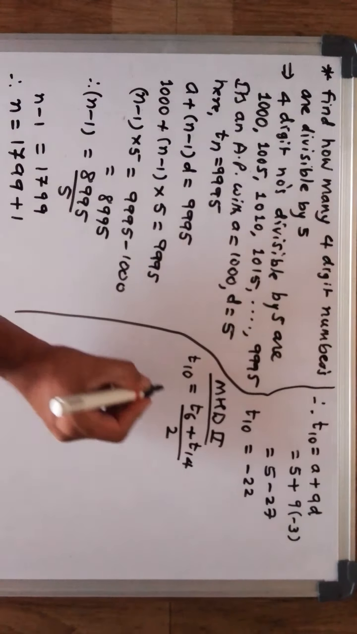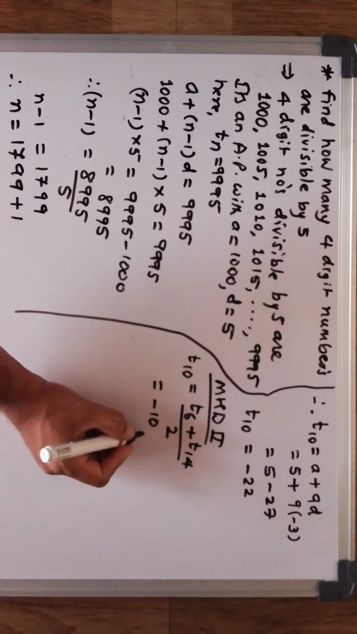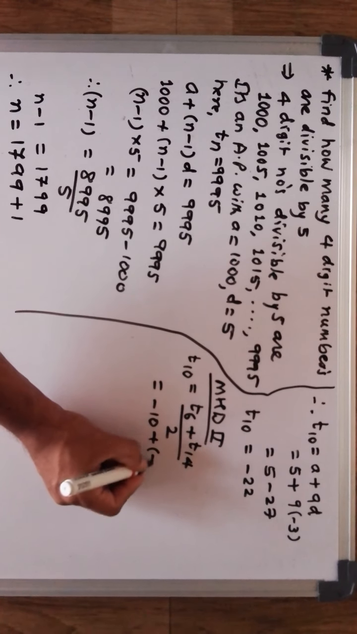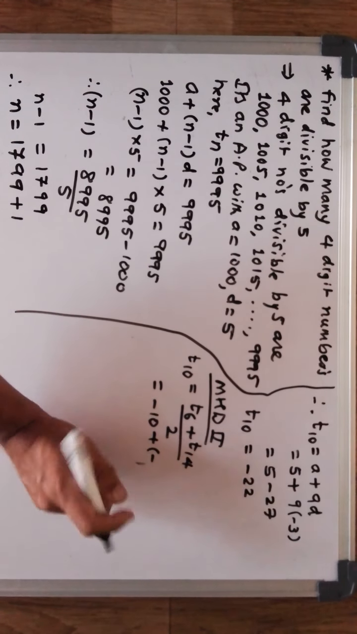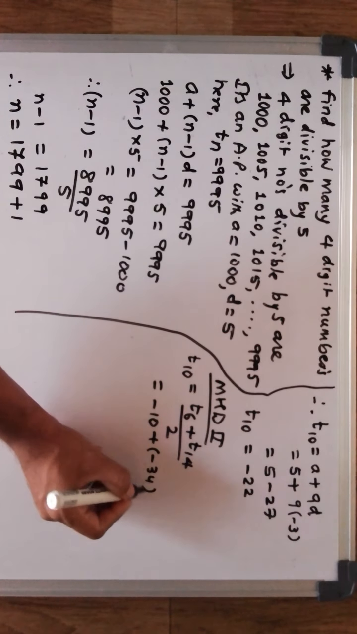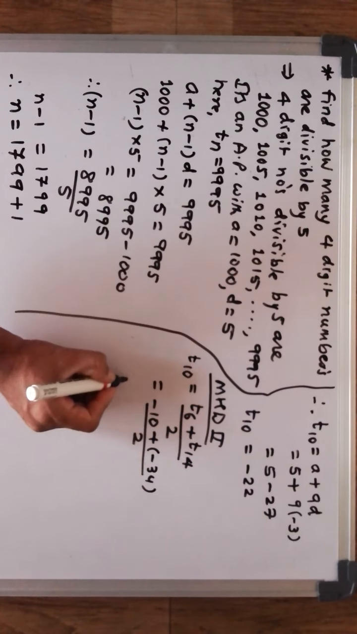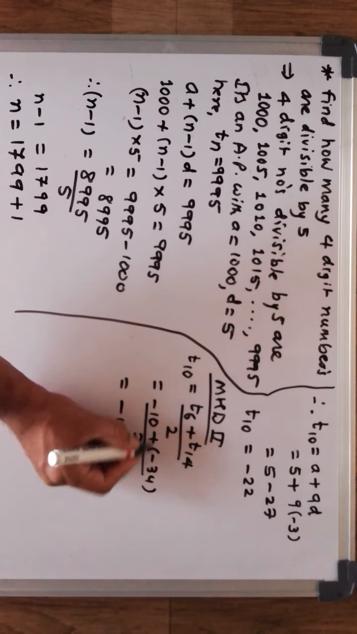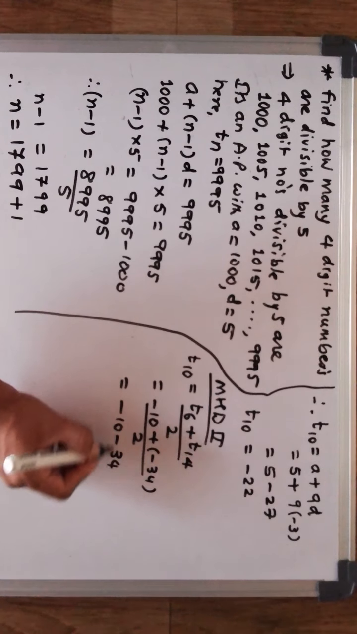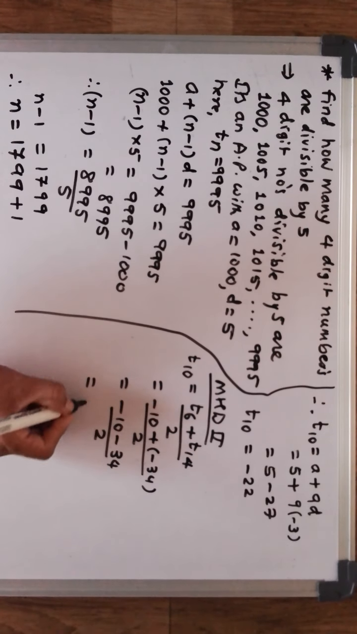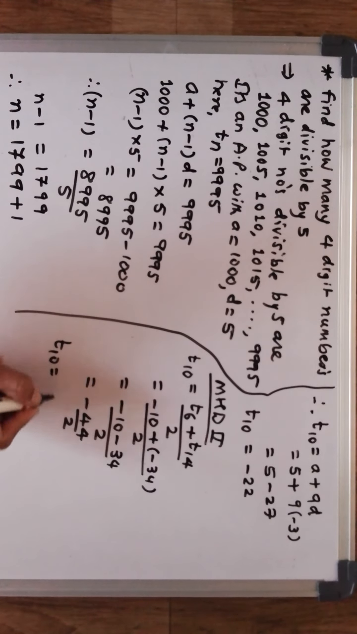So this is your term 6, that is minus 10, plus minus 34, and divided by 2. So I get minus 10, plus of minus is minus, divided by 2. So it becomes minus 44 by 2. So term number 10 is minus 22.